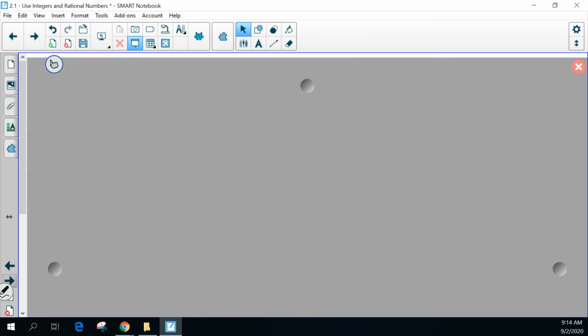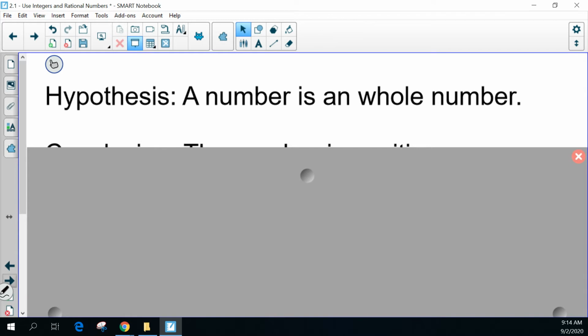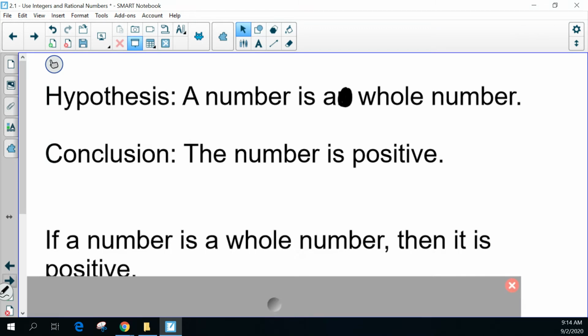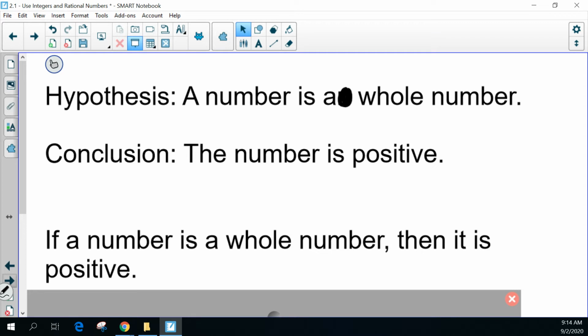Okay, so another one. Hypothesis. A number is, that should be A, not and. A number is a whole number. So if that happens, then the number is positive. So if a number is a whole number, then the number is positive. True? Always. I would agree with you. So you could come up with any example, right? Like 2, 5, 25.